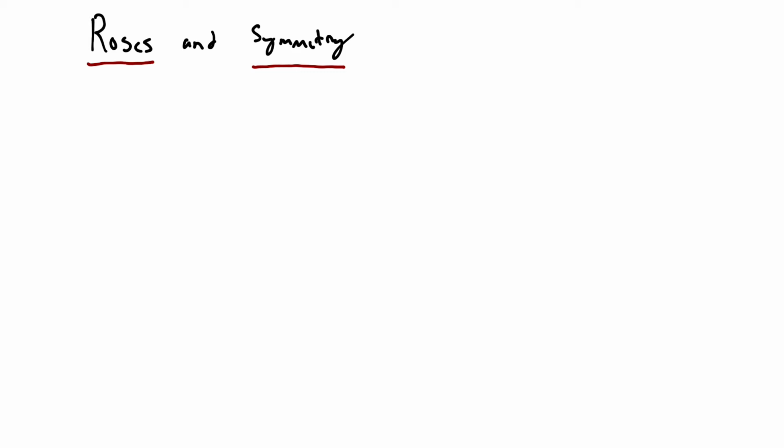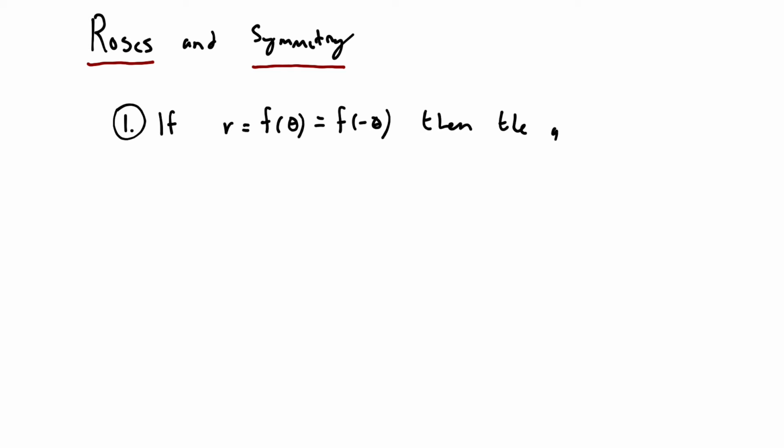if we have the following conditions met. So condition number 1, if we have a polar function r which is equal to f of theta, and we replace our theta with a negative theta, then the graph of our function is symmetric along the polar axis.